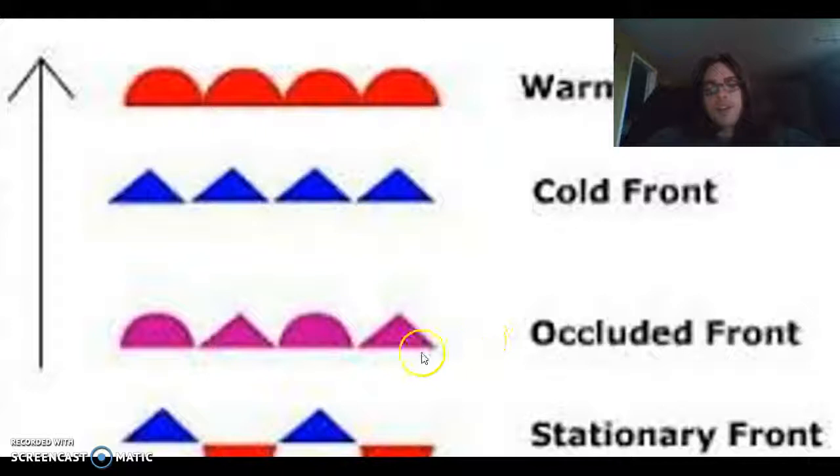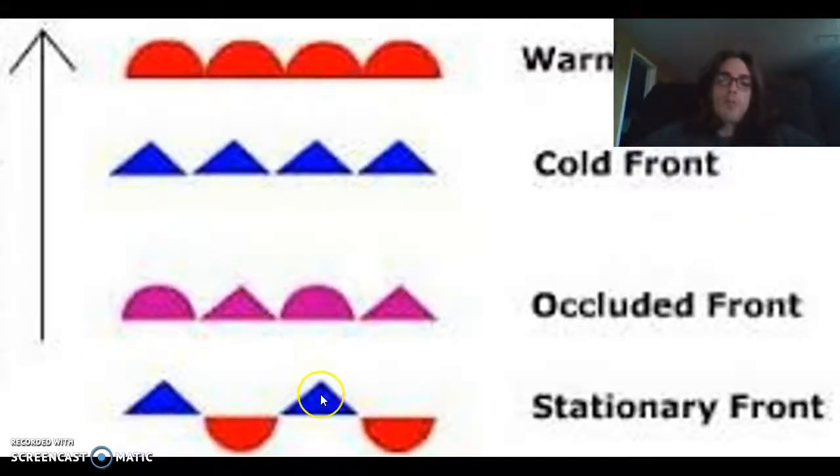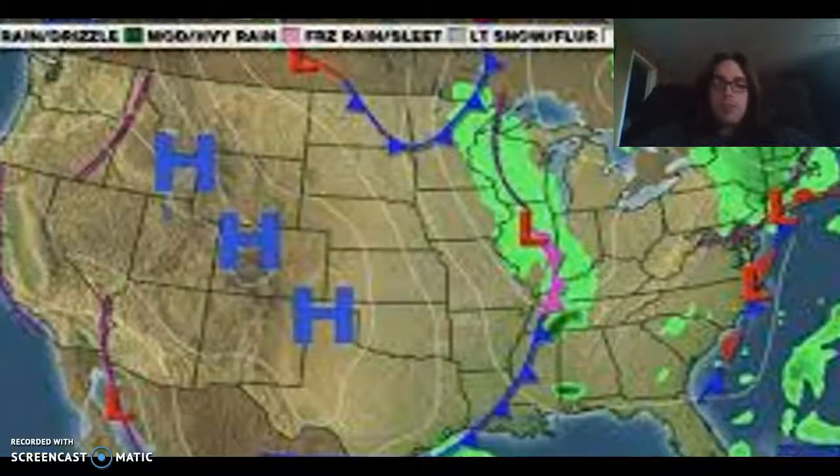And then the occluded front is when they're kind of pushed together. And that's going to be cold, warm, cold, warm. And a stationary front is when they're not moving at all. So there's a warm mass and a cold mass just kind of like touching each other but not pushing. So that's the cold mass there, the warm mass there. So that's a stationary front. So that's not super important, but it's just additional information.